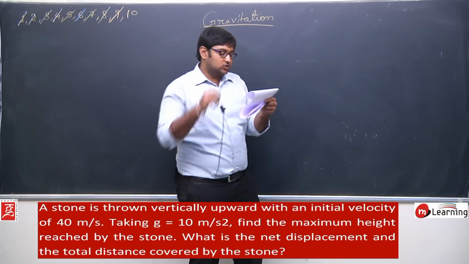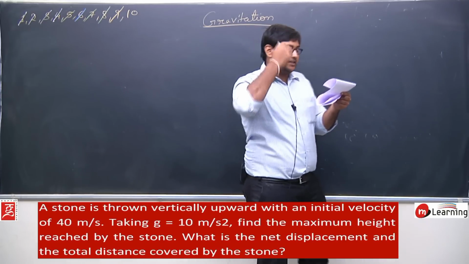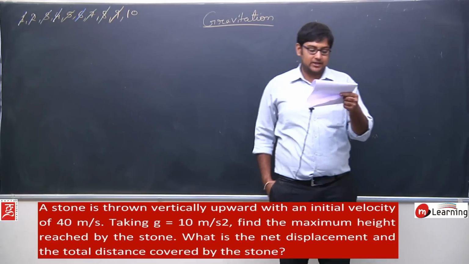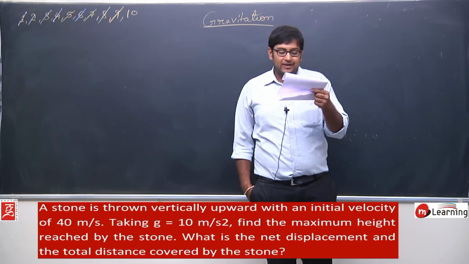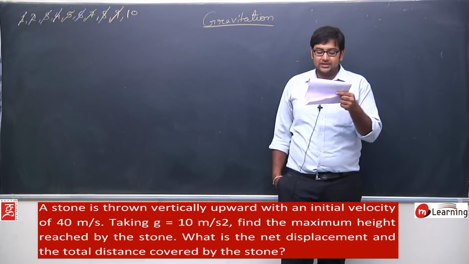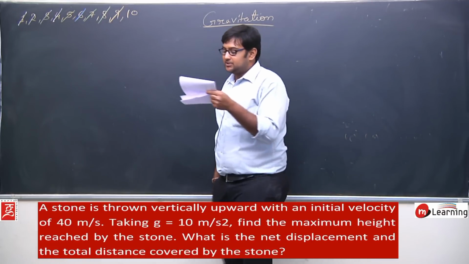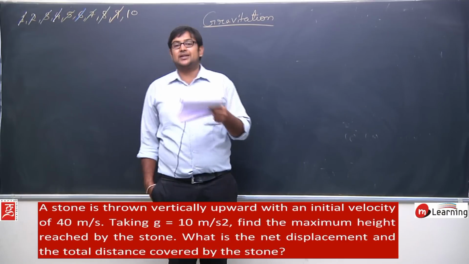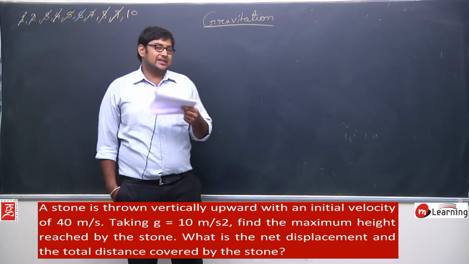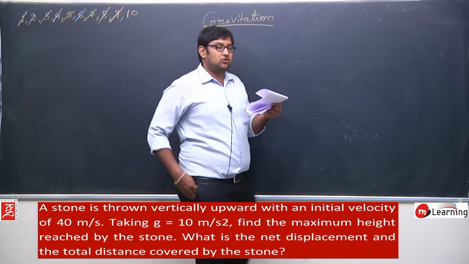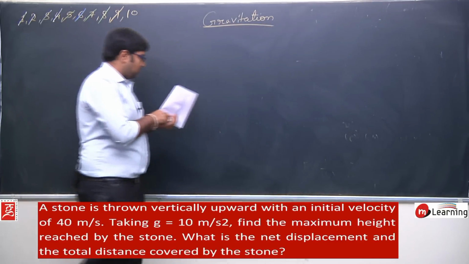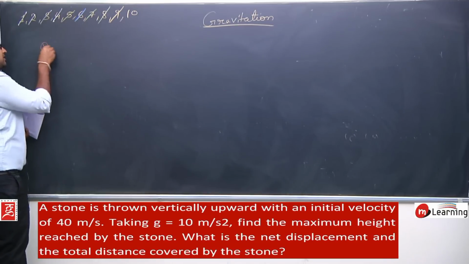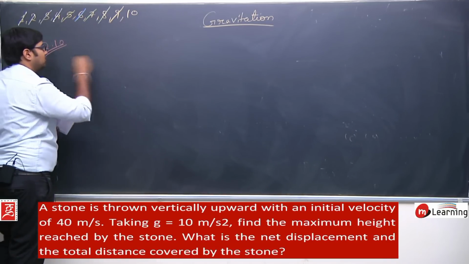It says a stone is thrown vertically upwards with an initial velocity of 40 meters per second, taking g equals to 10 meters per second square. Find the maximum height reached by the stone and what is the net displacement and total distance covered by the stone. So the question says that the stone is basically thrown from the ground with the speed of 40 meters per second. Okay. So this question is just similar to what we have done recently.